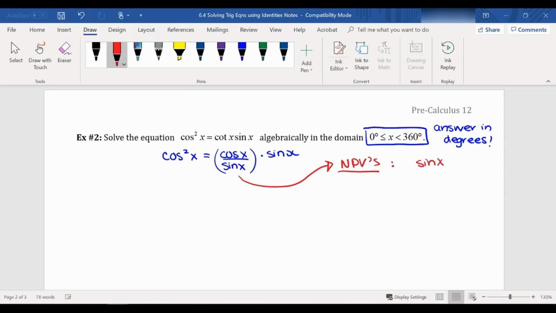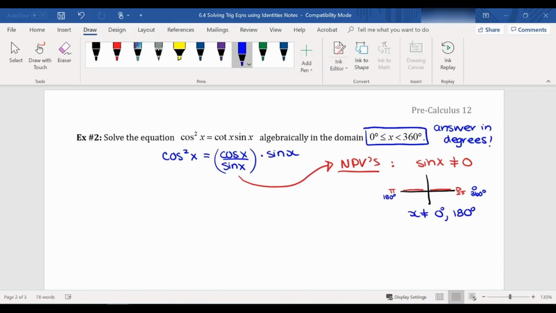We know that sine x cannot equal 0 because it's on the bottom of a fraction. So the question is, where is sine x equal to 0? Sine x is equal to 0 on the x-axis. So 0, pi, 2 pi, or because we're in degrees, 0, 180, 360. Okay. So this means that x cannot equal 0 degrees or 180 degrees.